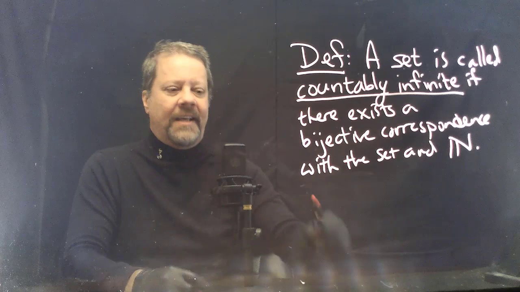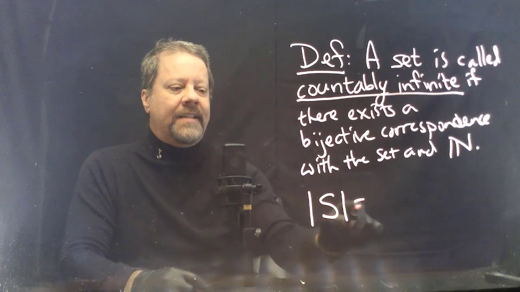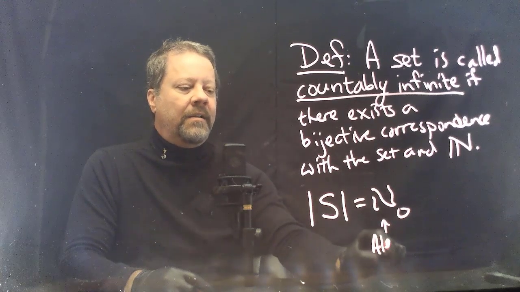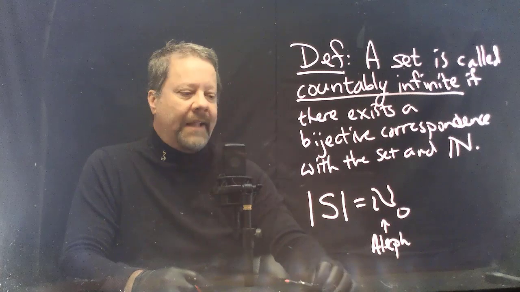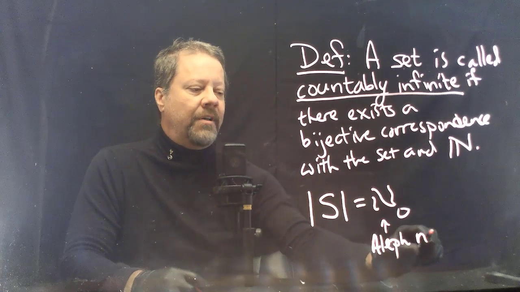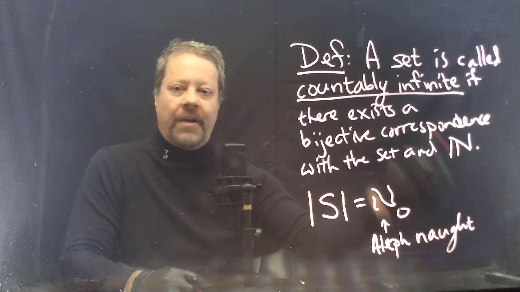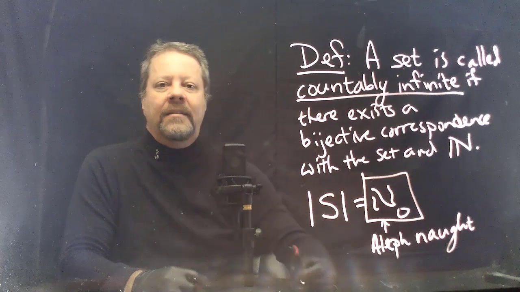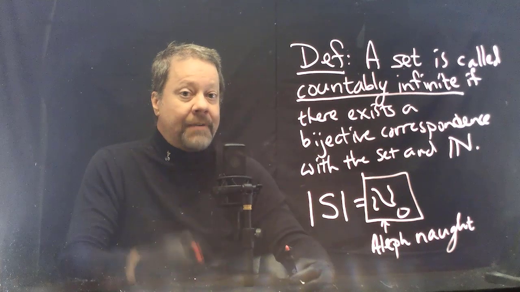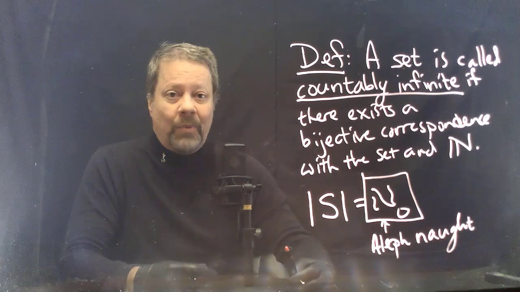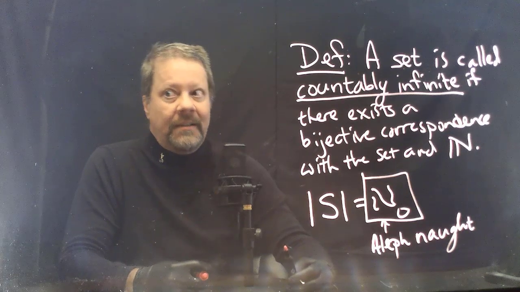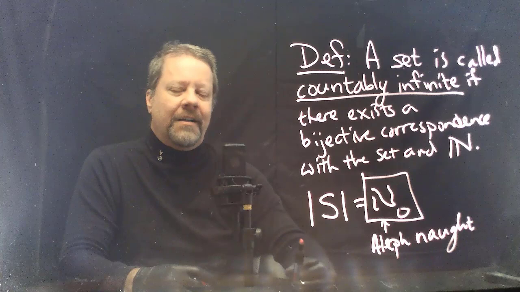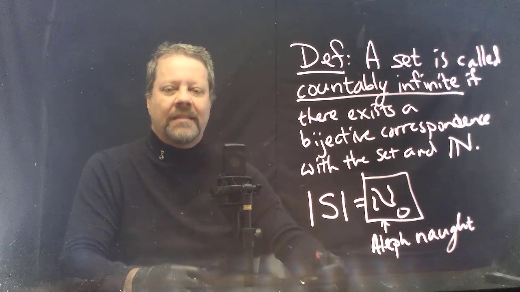In this case, we say that the cardinality of the set is aleph naught. Here we have the Hebrew letter aleph with a subscript of 0, which we say aleph naught. It's all for nothing. Aleph naught. So aleph naught is the cardinality of the set of natural numbers, because the natural numbers are countably infinite. You can make a one-to-one correspondence between the natural numbers and the natural numbers using the identity function. So the natural numbers have cardinality equal to aleph naught.